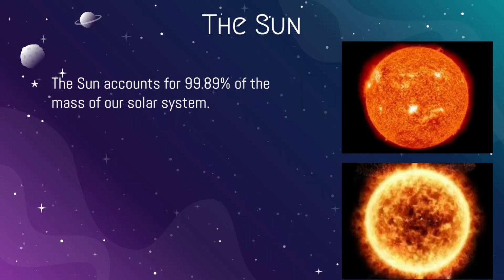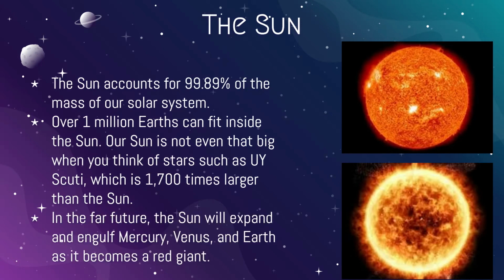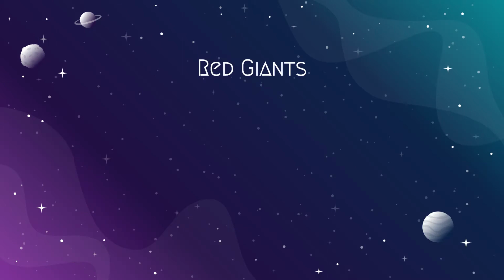The Sun accounts for 99.89% of the mass of our solar system, and it's an example of a main sequence star. Over 1 million Earths can fit inside the Sun, but our Sun is not even that big when you think of stars such as UY Scuti, which is 1,700 times larger than our Sun. In the far future, the Sun will expand and engulf Mercury, Venus, and Earth as it becomes a red giant. This leads us into our next topic, which is red giants.